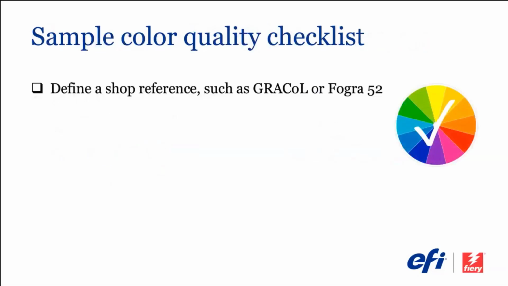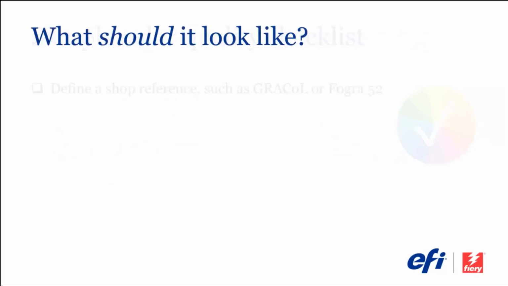Okay, so for the sample color quality checklist, the first thing we want to address is define the shop reference, such as Grackle or Fogra 52. And that comes under the heading of what should it look like? What's this stuff supposed to look like?